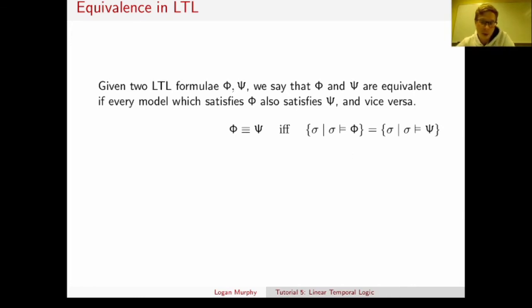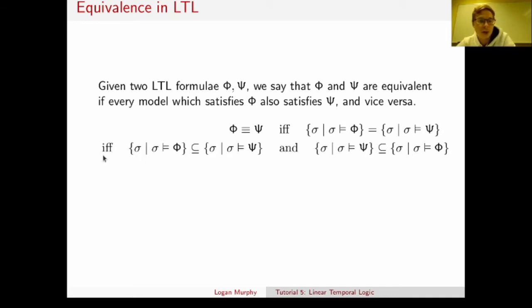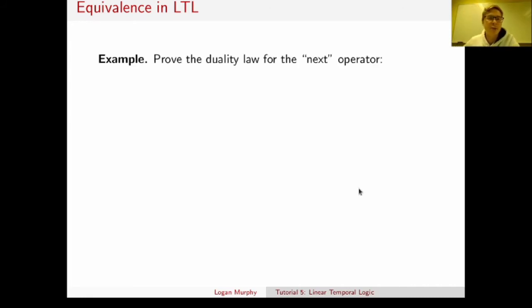Of course, we define the equality of sets in turn as a mutual subset relation. So this only occurs if the set of words satisfying phi is a subset of the set of words satisfying psi, and the set of words satisfying psi is itself a subset of the set of words satisfying phi. And you can look at this in a little more detail and just say for every word sigma, sigma satisfies phi if and only if sigma satisfies psi. Okay, let's do some examples.